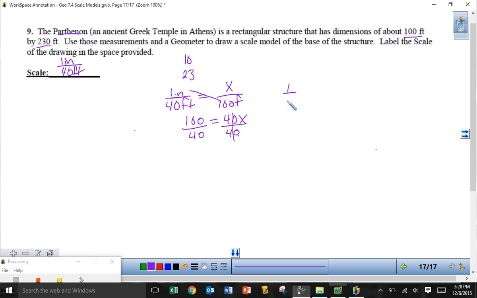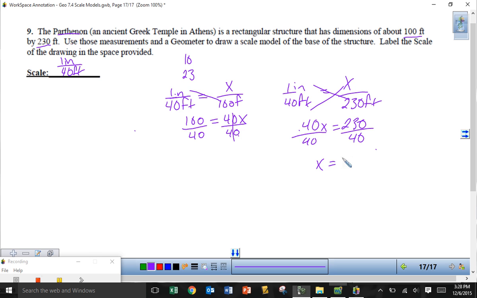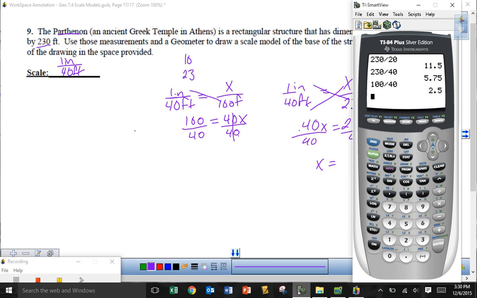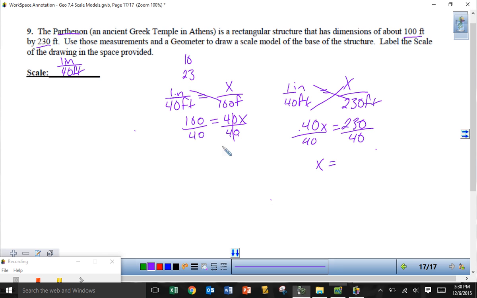Okay, same thing with the other one. 1 inch is 40 feet, and how many inches would represent then 230 feet? Cross multiply and divide, so I've got 40x equals 230, divide by 40 on both sides, so x equals, okay, when we divided that out here, the first one we've got 5.75, and the second one was 2.5. Okay, so when we divide 230 by 40, we get 5.75, and when we divide 100 by 40, you get 2.5.